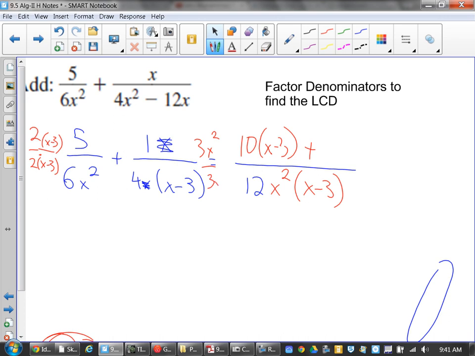And then can you cancel the one? No, because we're not simplifying that. We're actually adding.